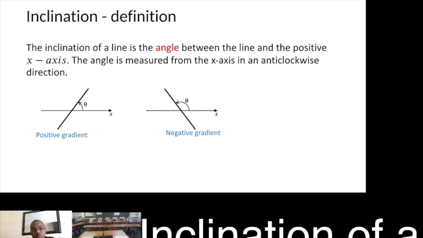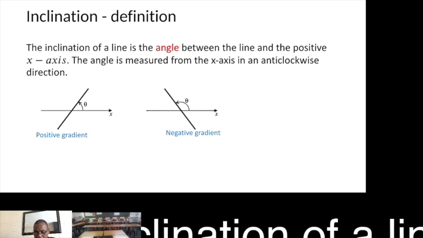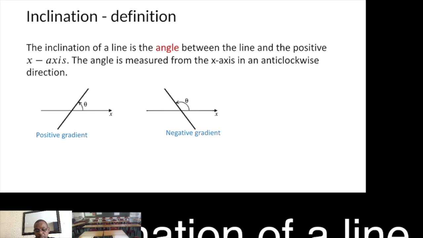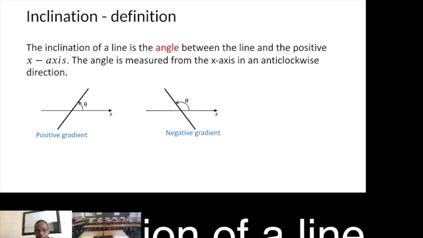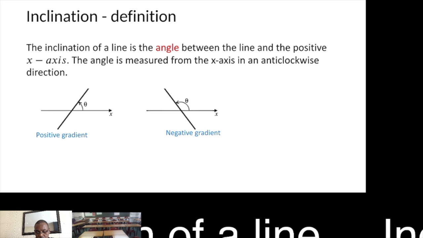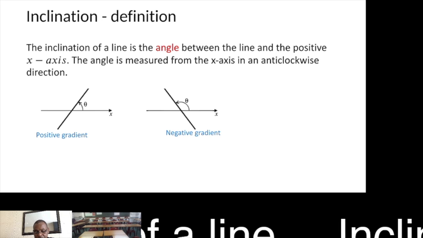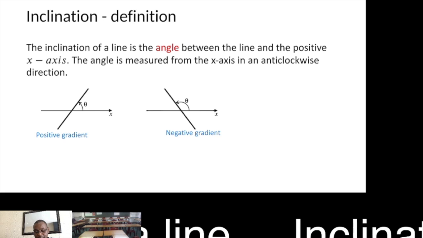But it is important to take note that the angle of inclination should be on the positive end of the x-axis. The angle definitely should be sitting on the x-axis. Like if you look at these two diagrams, theta is sitting on the x-axis, and theta should be on the right side of the line.